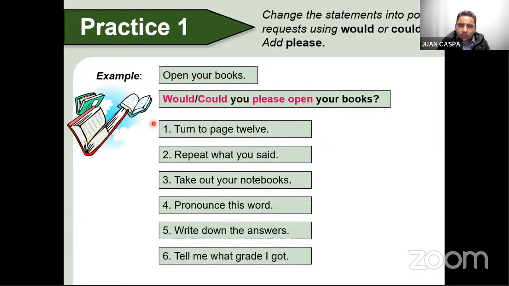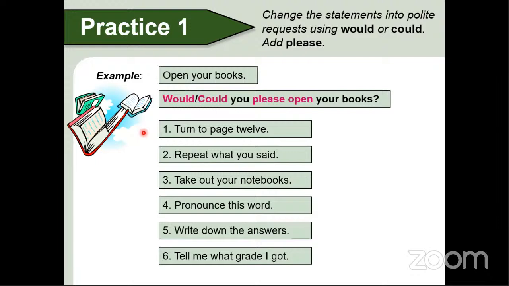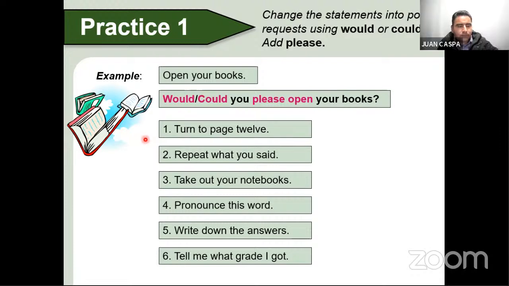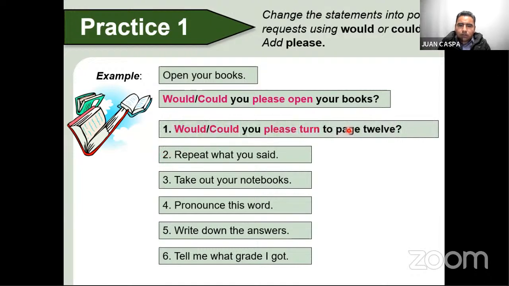Okay, number one, think about it, Roger. How can you do it? Turn to page 12. Use something similar. Can you turn to page 12, please? Yes, very good. Or you can say also, could you please turn to page 12? Or could you turn to page 12, please? Is also very good. Okay, number two, please, Mr. Ernesto.